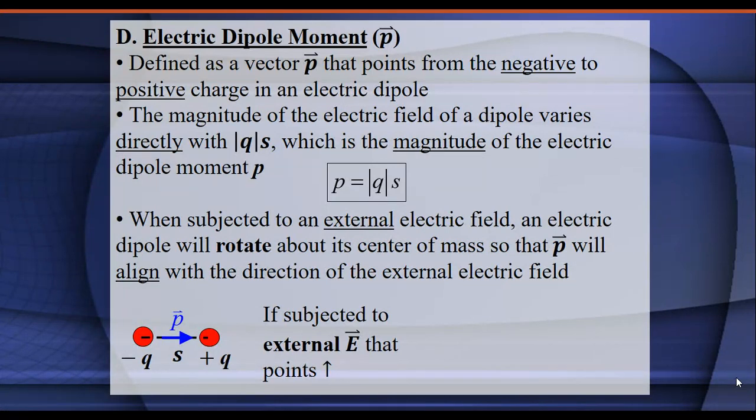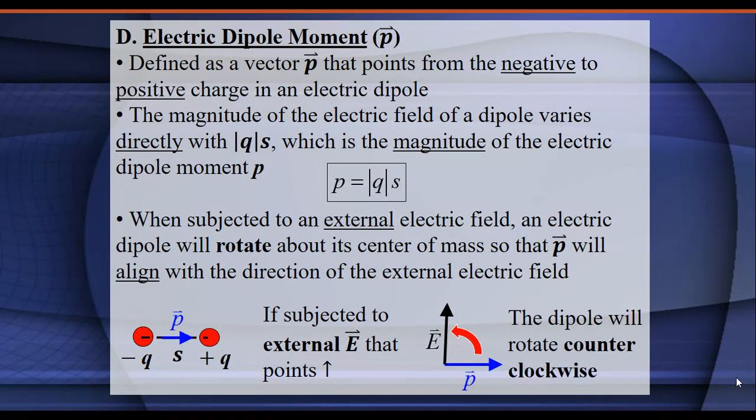So what would happen here is, we start off with our electric dipole moment pointing towards the right, and what the electric dipole moment wants to do is line up with the direction of the external electric field. So if my dipole moment points towards the right, and the electric field is towards the top of the page, then what direction would the dipole as a whole rotate? Well, P needs to line up with E, so it would be rotation in a counterclockwise direction.